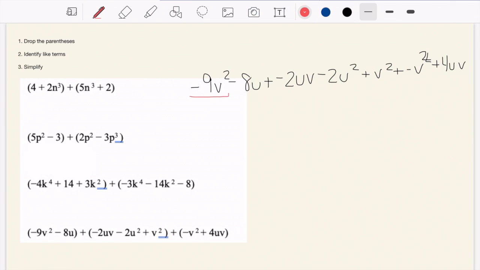So I'm going to start with v squared, so negative 9v squared, and we're looking for anything else with v squared. So we have plus v squared, and this is like having an invisible 1 in front of it when it is written like that. And then we also have negative v squared, and again, this is like having a negative 1 in front of that. Then we have negative 8u, and I don't see anything else with the u in it. Then we have negative 2uv and positive 4uv.